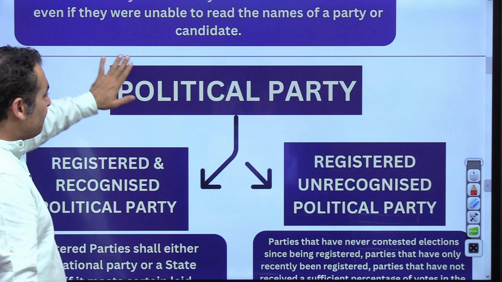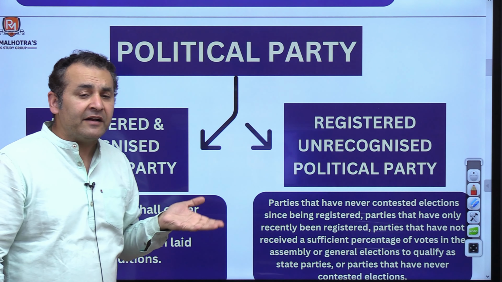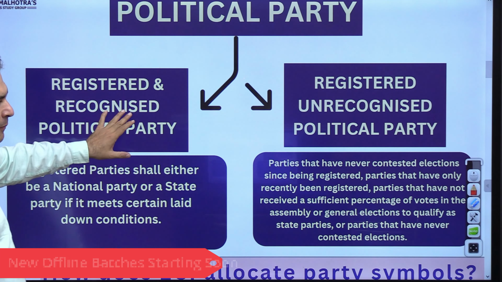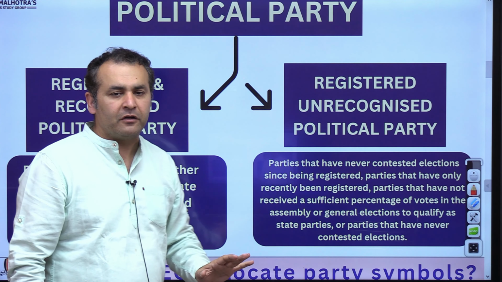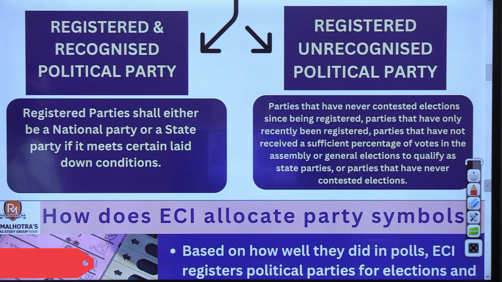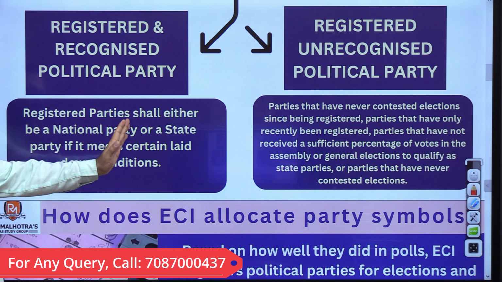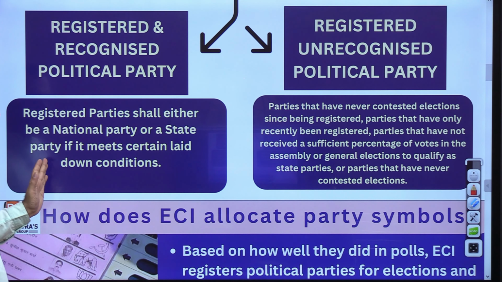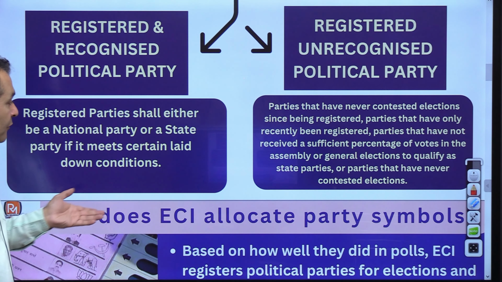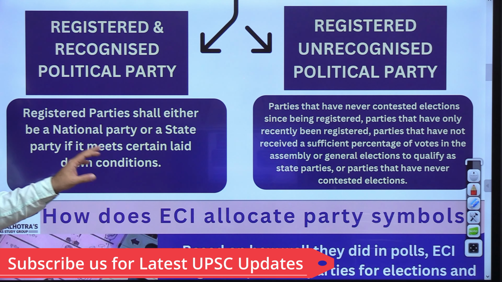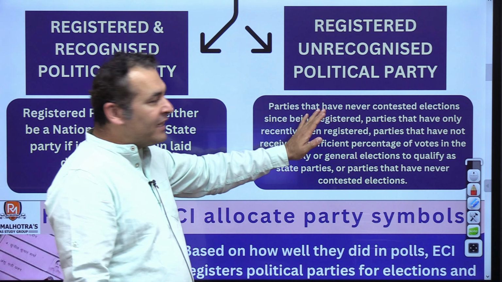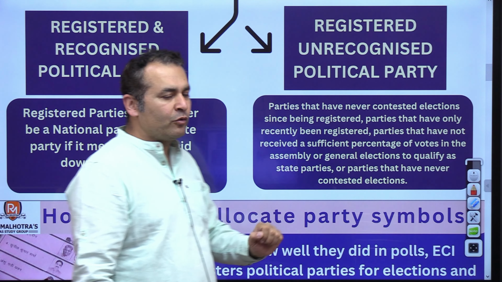Now when a party gets a symbol, we should know what kind of political parties there are. We have registered and recognized political parties, and registered unrecognized political parties. Now what is the difference between these two? When we talk about a registered and recognized party, it means registered parties shall be either a national party or a state party if they meet certain laid down conditions. Now the next question that obviously comes to mind is, what are the yardsticks, what are the conditions for a party to be recognized as a national party or a state party? Obviously we have to cover it as well. Before that, let's understand what we mean by a registered unrecognized party.